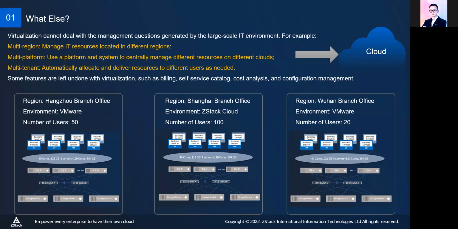The second characteristic is that the cloud can do multi-platform management, which means maybe we have different data centers, and in one data center we use VMware, and in another we use ZStack or OpenStack. So a cloud platform can manage different platforms. And the last is multi-tenancy.